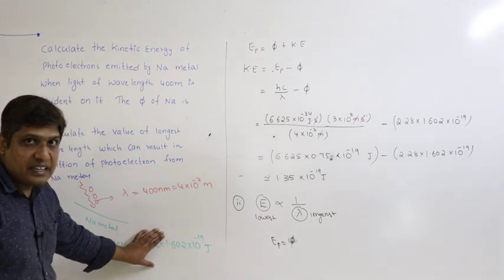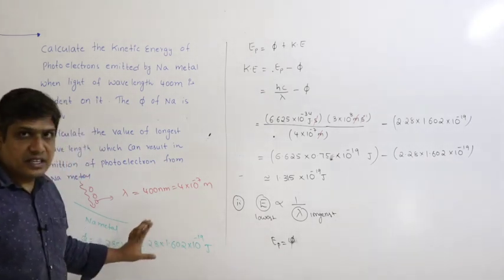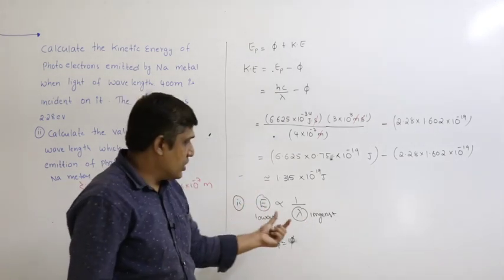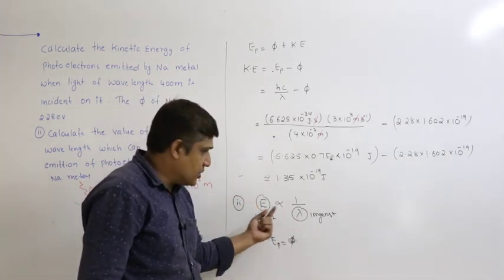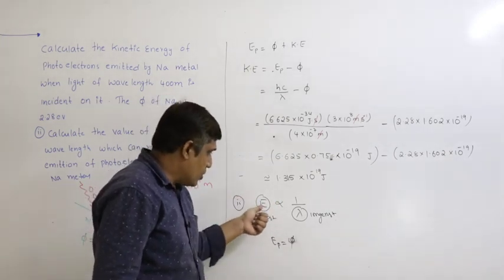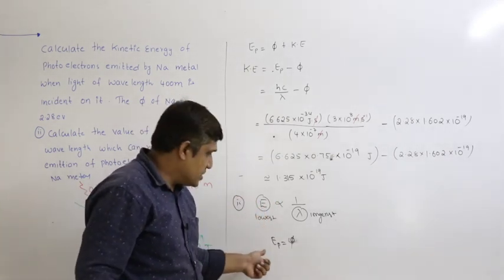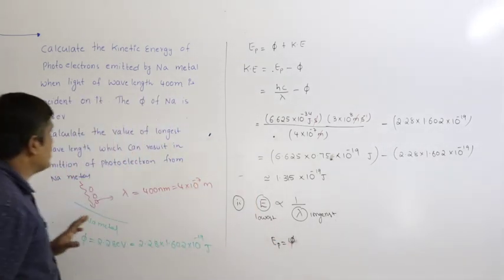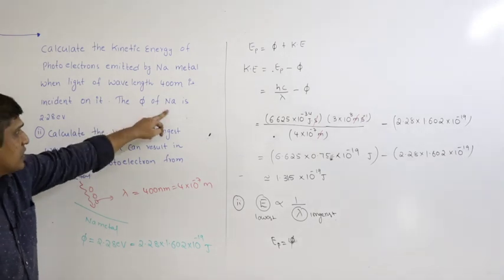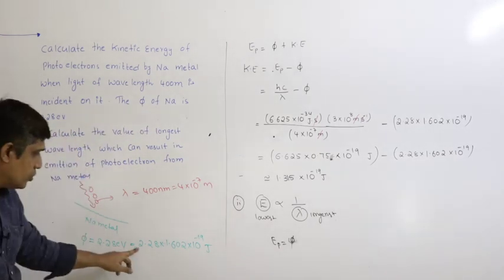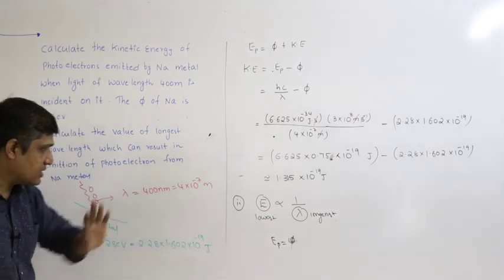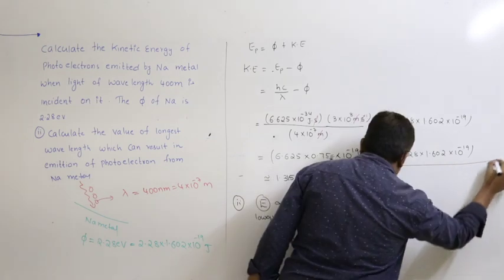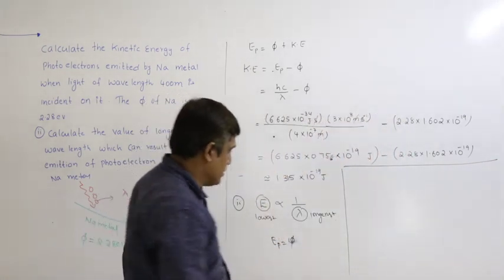So the wavelength of a photon with this energy will be the longest wavelength, because energy is inversely proportional to wavelength. You require the longest wavelength, that means lowest energy. The lowest possible energy for photoelectric emission requires the energy of photon to be equal to the work function of the metal. What is the metal we are taking? Sodium. The work function of sodium is 2.28 electron volts, nothing but 2.28 into 1.602 into 10 power minus 19 joules. So using this relation, what I have to find is wavelength.